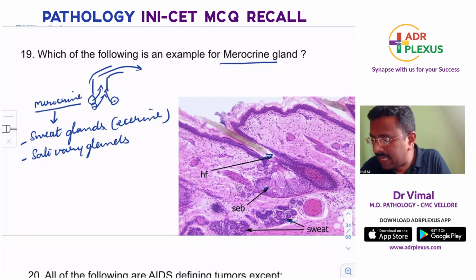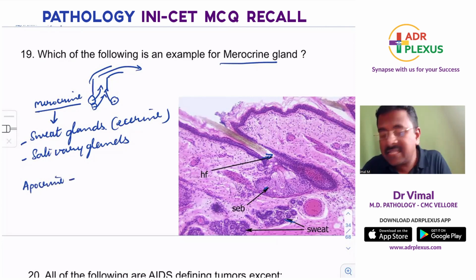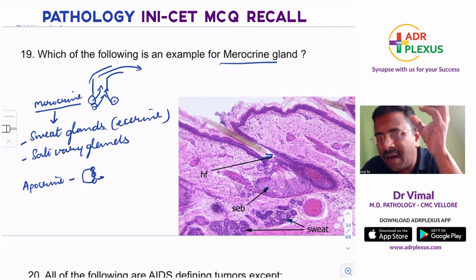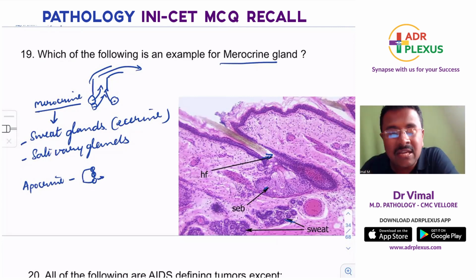But what is an apocrine gland? The question which can be asked in the future is, what is an apocrine gland? The secretions will be pinched off. Part of the cell will be pinched off during the secretion. That is, the cell part is partly lost in apocrine secretion.